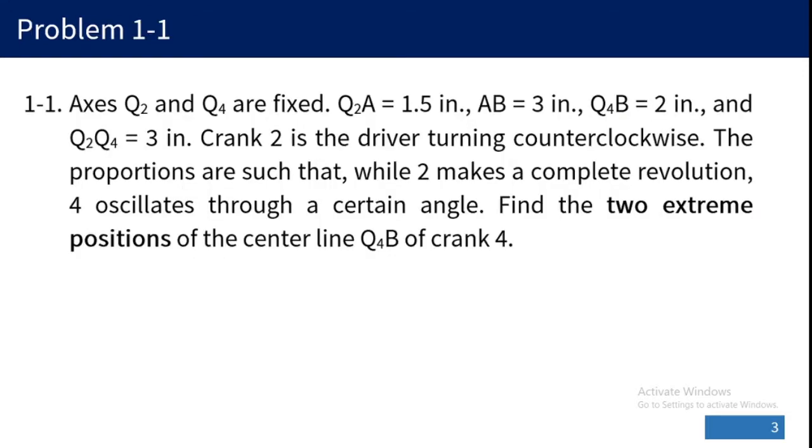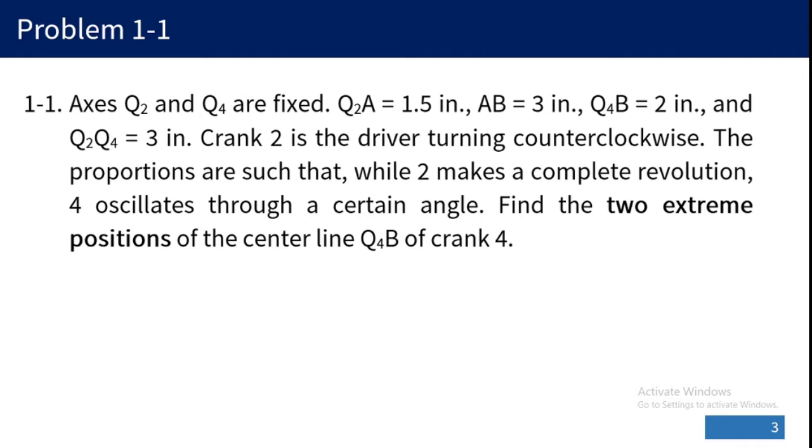For this problem, there are two axes Q sub 2 and Q sub 4, which are fixed. Q sub 2 A is equal to 1.5 inches. AB, the connecting rod, is 3 inches. Q4B is equal to 2 inches, and the line of centers Q sub 2, Q sub 4 has a length of 3 inches. Crank 2 is the driver turning counterclockwise. The proportions are such that while 2 makes a complete revolution, 4 oscillates through a certain angle.